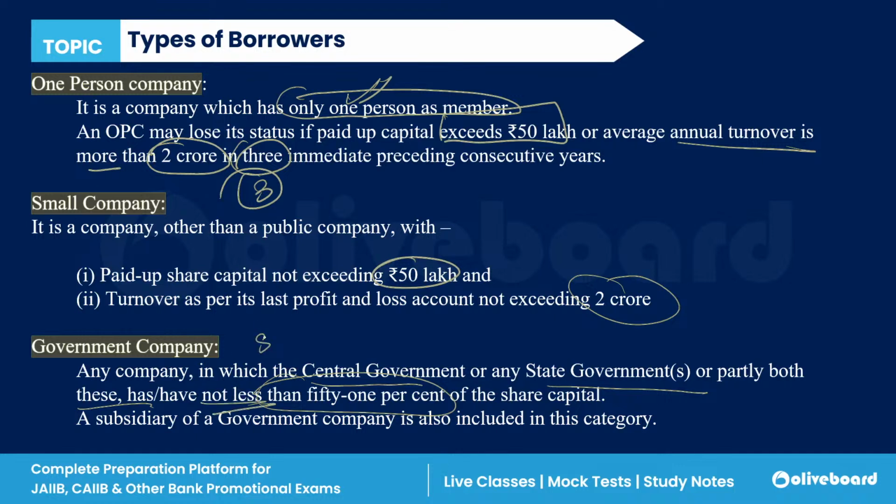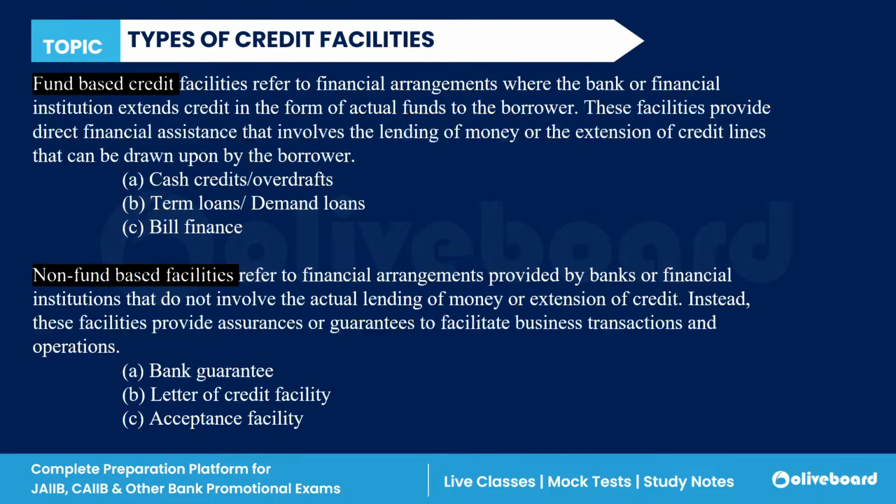Means if there is any company in which 51% or more of the share is held by either the central or state government, or jointly by both, then it is known as a government company. Then it is known as what? Government company. Clear?